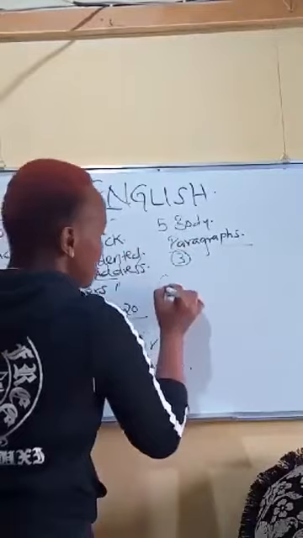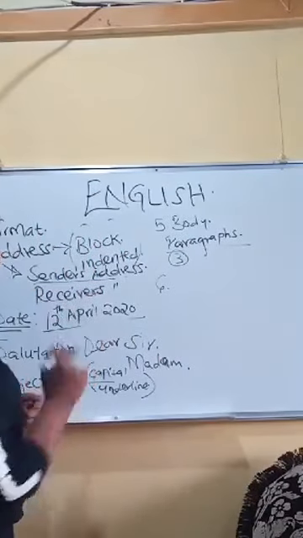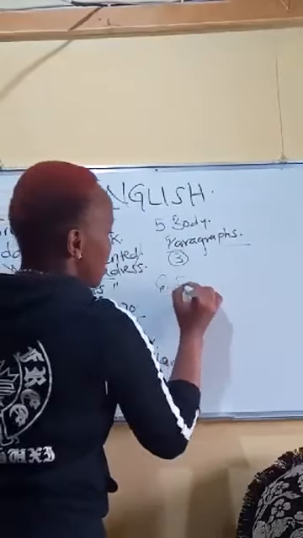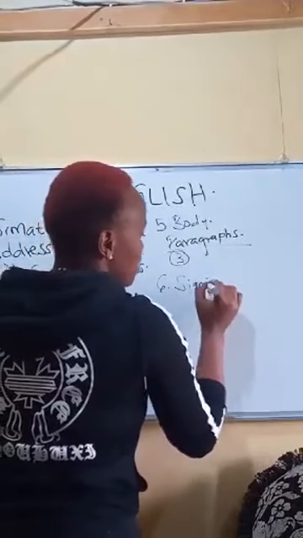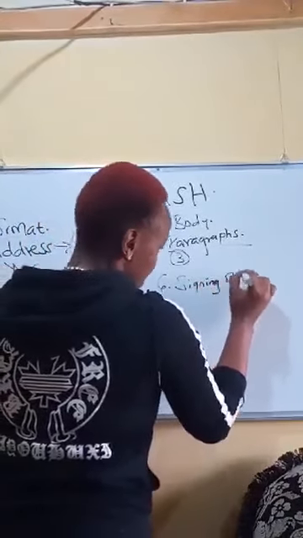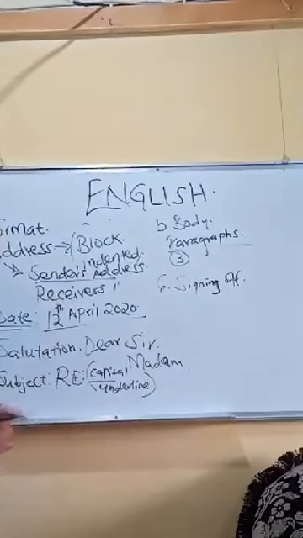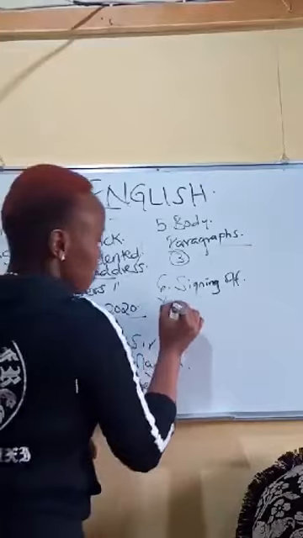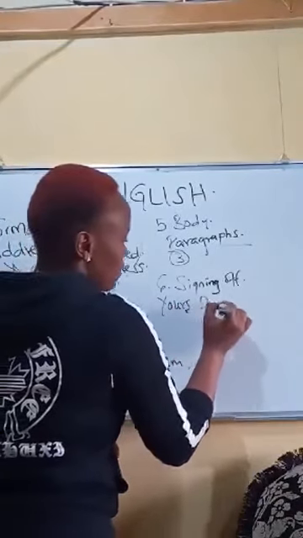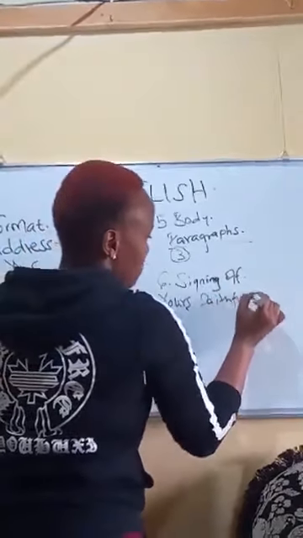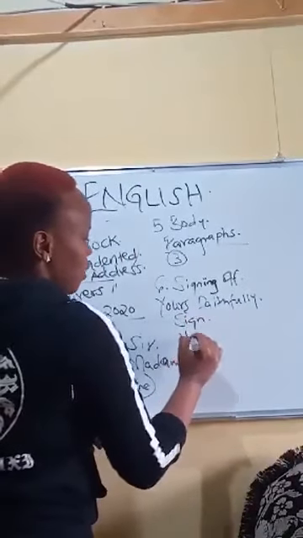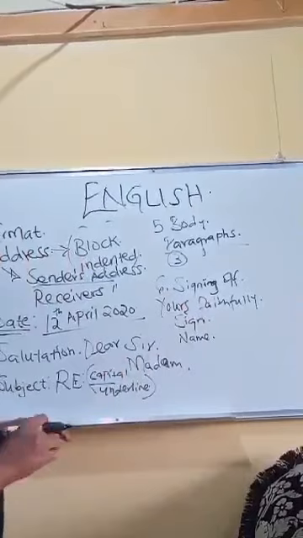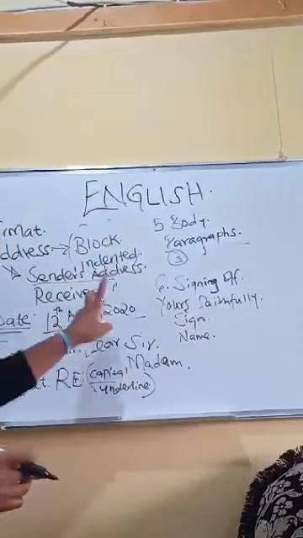Then number six on the format, the next part is the signing off part. This is where, because this is an official letter, you need to write yours faithfully. Then after that you go ahead and sign, then you write your name. So basically this is what we are going to look at as part of the format.